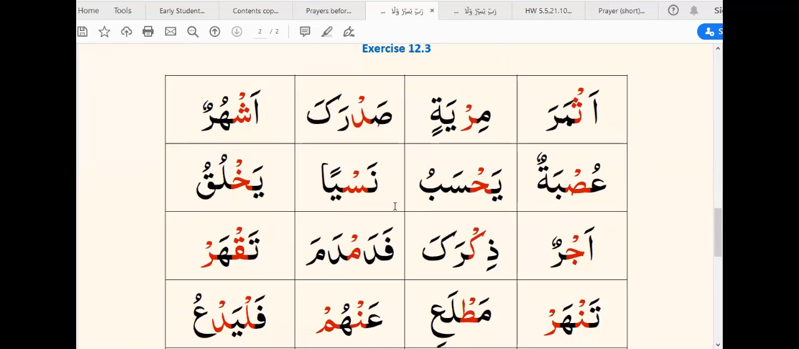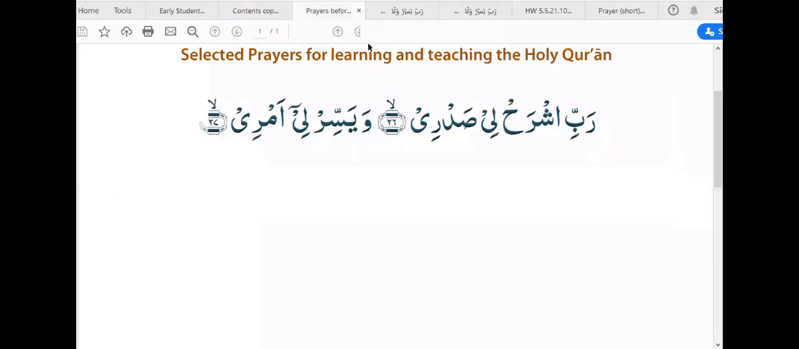Yahsabu. Well done. Letter Sin has a sukoon, so we're going to join letter Noon that has a fatha with Sin. Nasyan. Well done. Over here, letter Kha has a sukoon and letter Ya has a fatha. Yakhluqu. Well done, mashallah. Very well read.